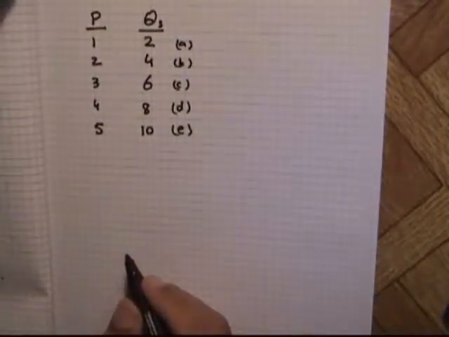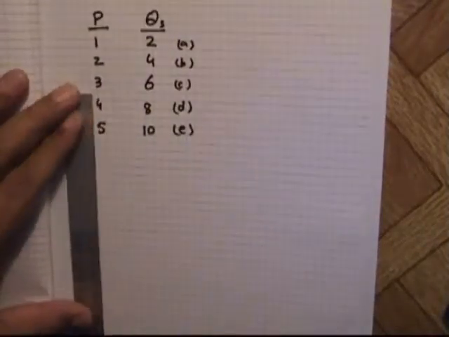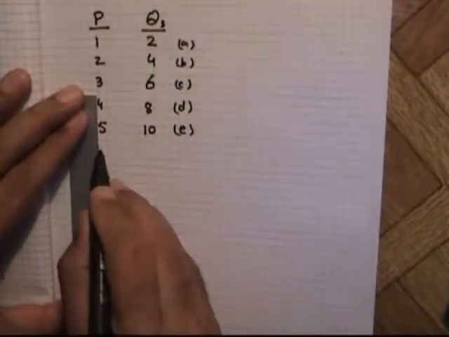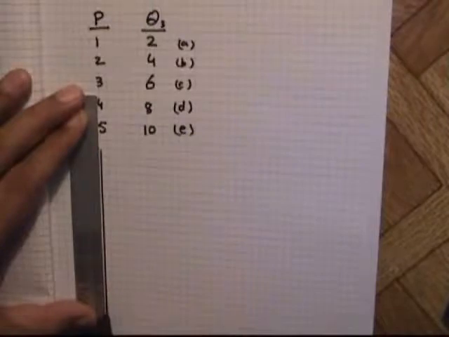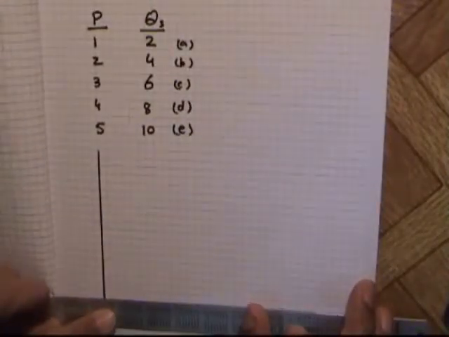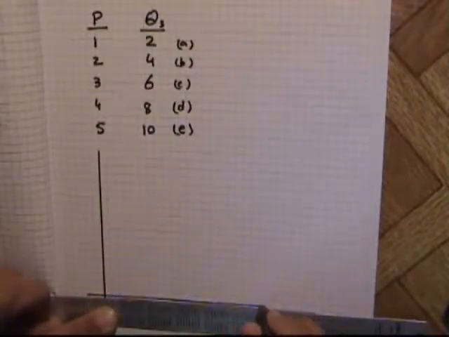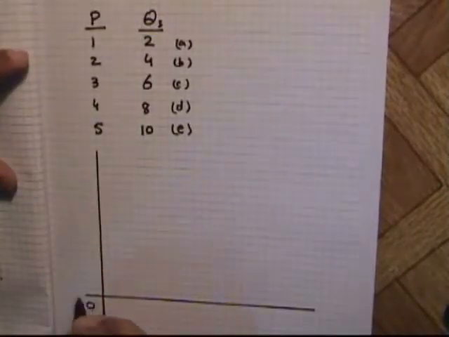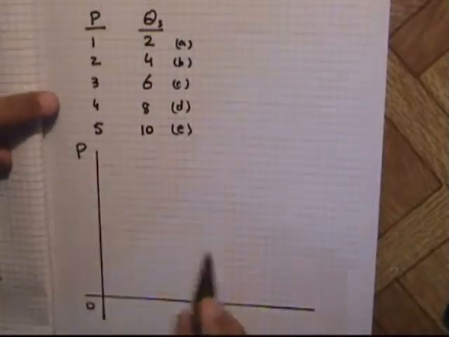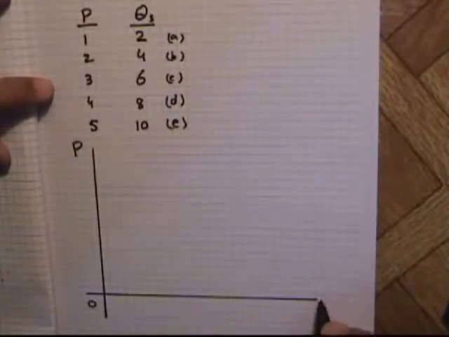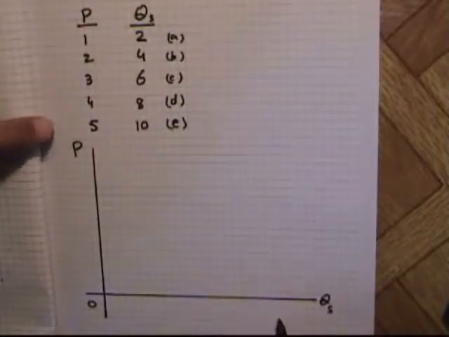In order to draw a supply curve, on the y-axis we are measuring prices, and on the x-axis we are measuring quantity supplied. So P stands for price level and QS stands for quantity supplied.